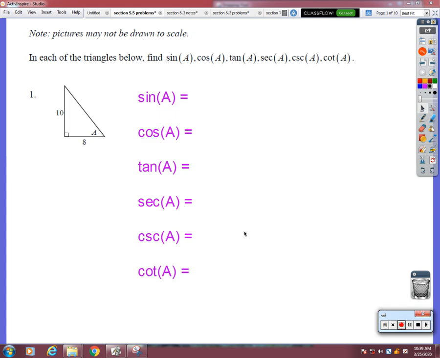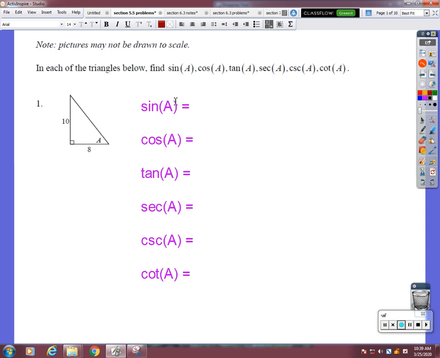Alright, let's go through some of these problems together. First one's pretty simple. You're given this triangle with these two sides, and we're asked to find the values of all 6 trigonometric ratios. So to start with, we need to figure out what this missing side is.